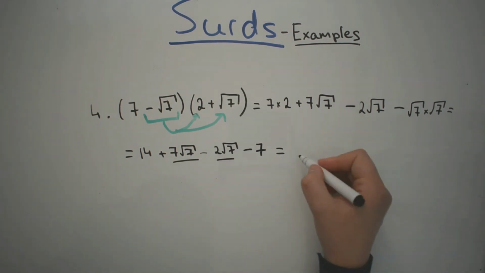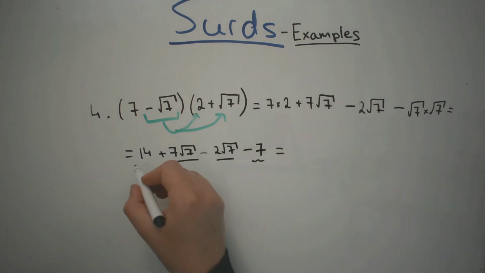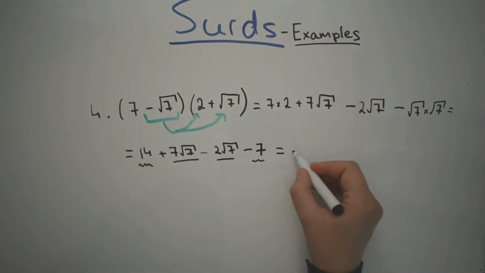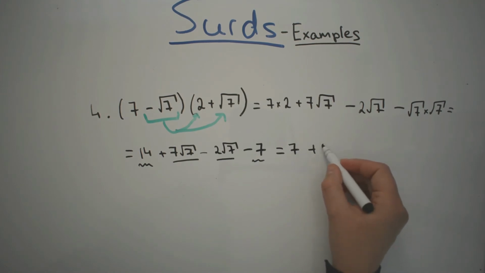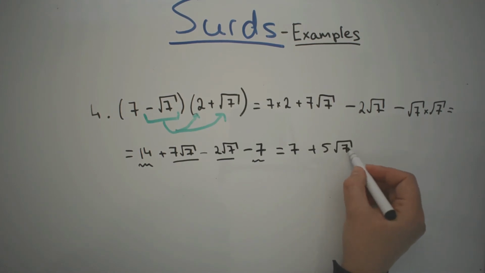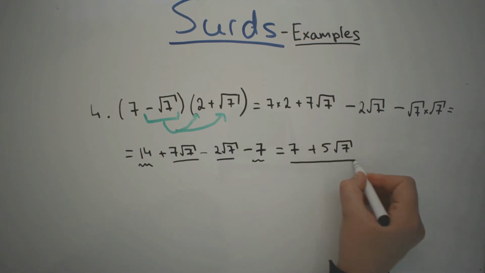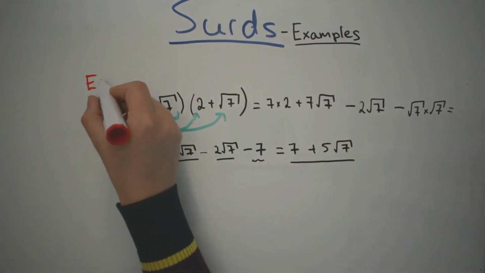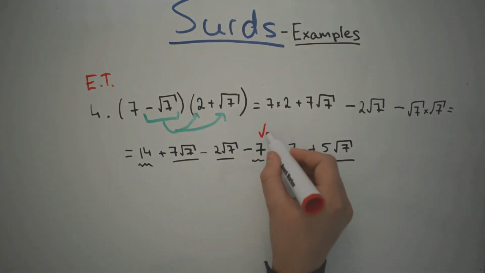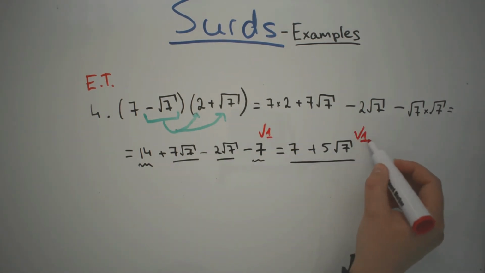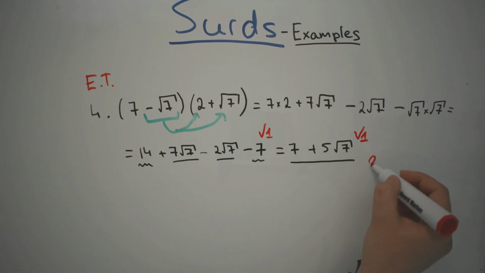Okay, and now you can add similar numbers, so 14 and 7, you can add those together, because it's minus 7 becomes 7, and then the 2 parts that have square root and 7 in common, they can also add up, so final answer is 7 plus 5 root 7. The exam techniques, you will get 1 mark for expanding the brackets correctly and 1 mark for your final answer, so it's a total of 2 marks.